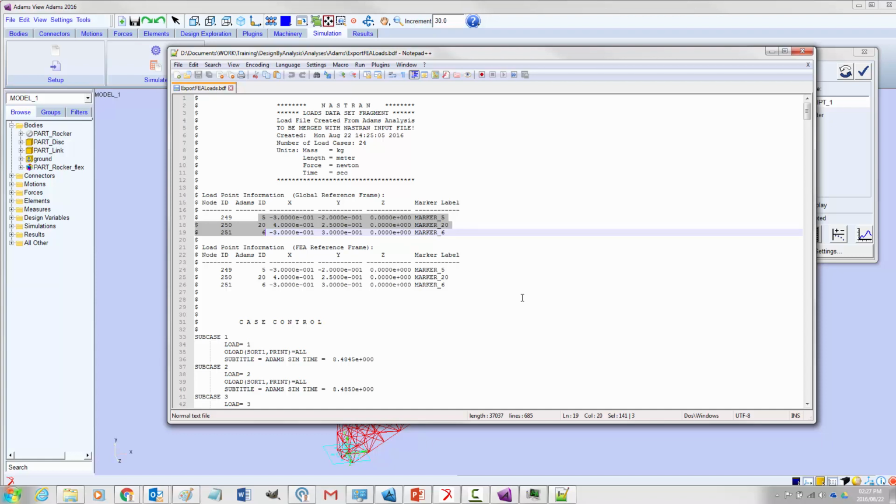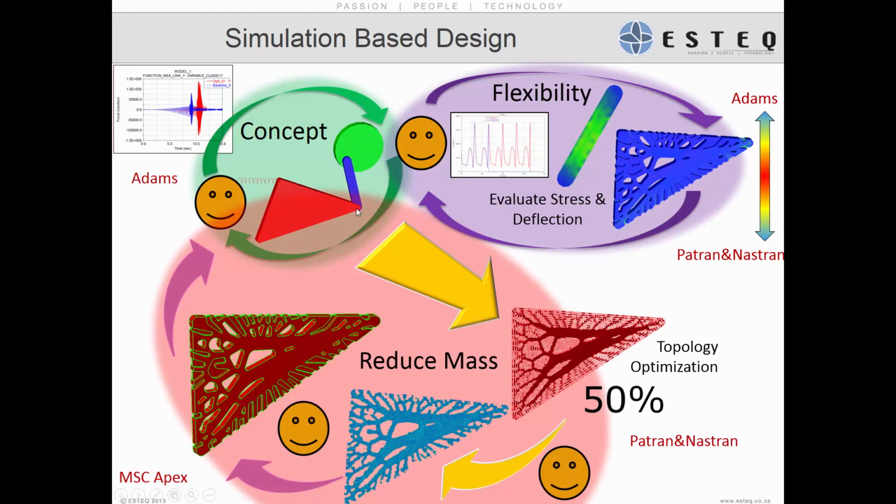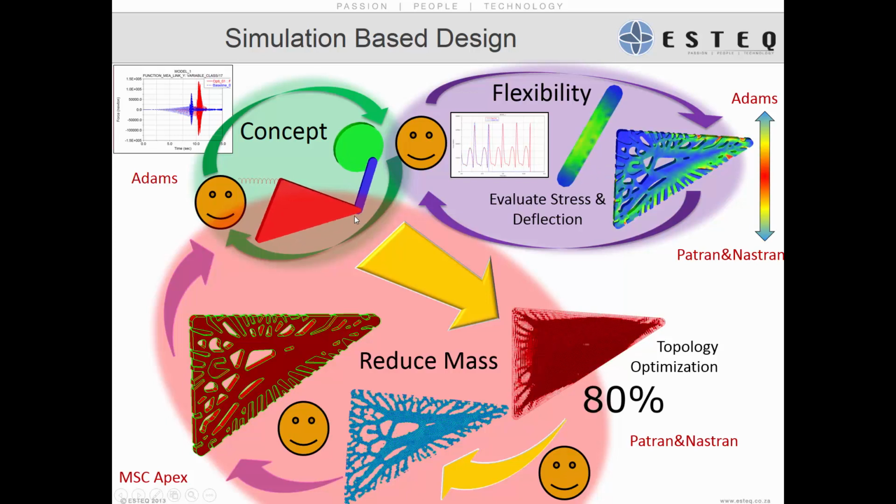Now, this brings us to the end of the Adams portion of the process, where we have created our flexible bodies and extracted our loads from that. Now we're going to move on to the next section, where we're going to use these exported loads as load cases for topology optimization.